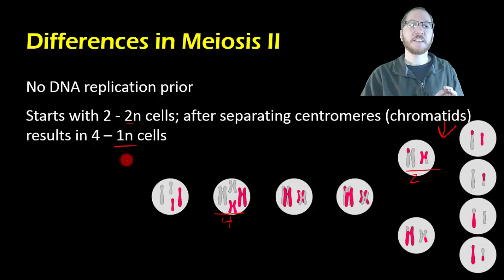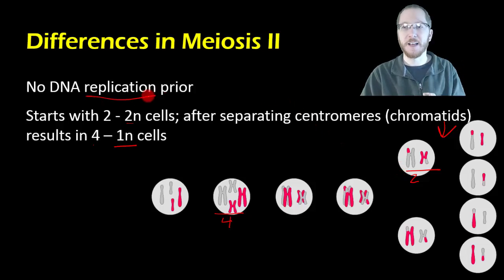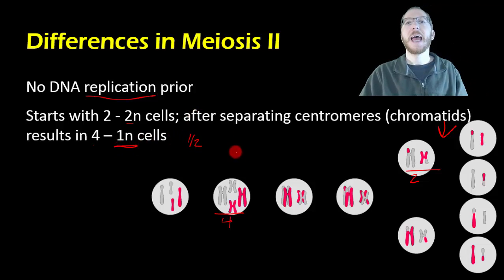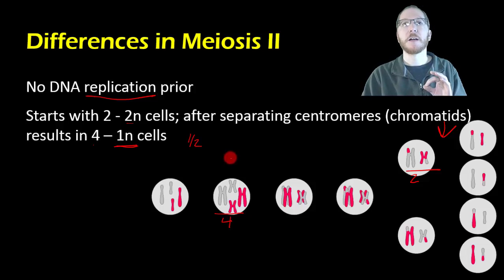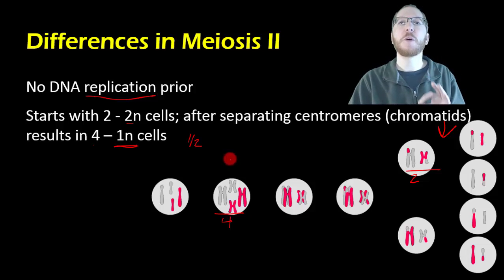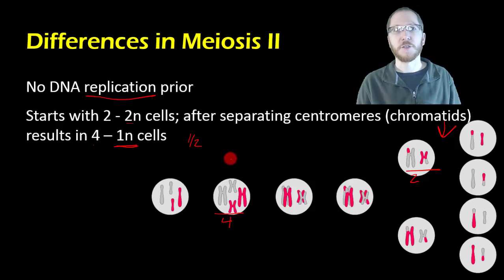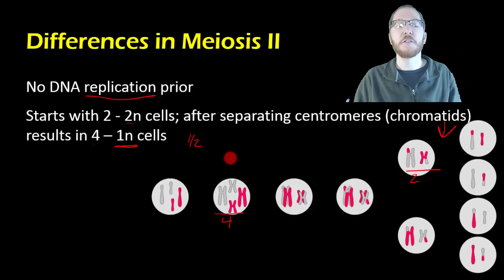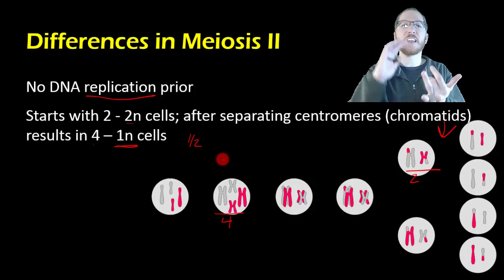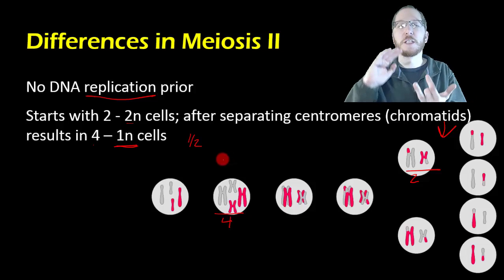So instead of having us get 2 cells that have the normal amount, we're going to get 4 cells that have half the normal amount. 4 1n haploid cells. That's the only difference between meiosis 2 and mitosis, is the fact we did not copy the DNA prior, and so we end up with half the normal amount we'd have if we did mitosis. Otherwise, we line things up single file, we separate the sister chromatids, everything else is identical to mitosis.